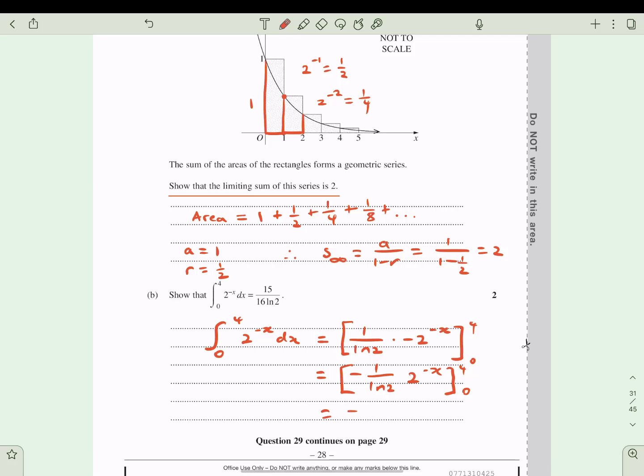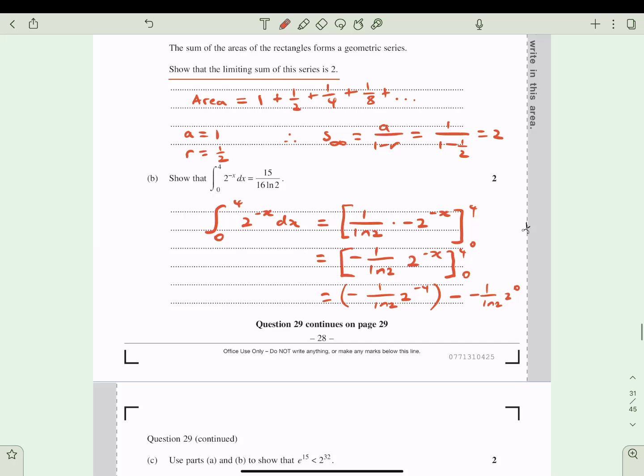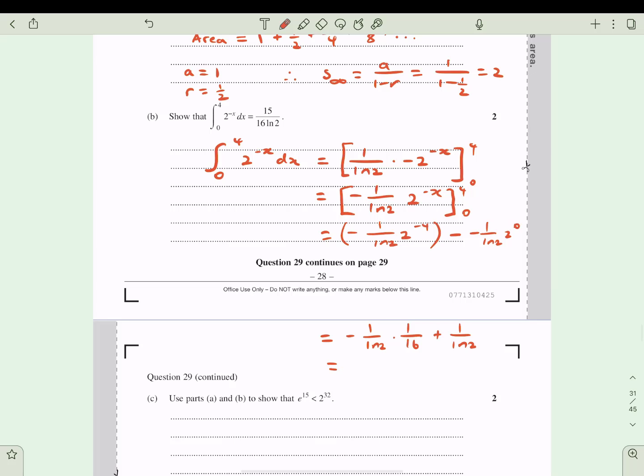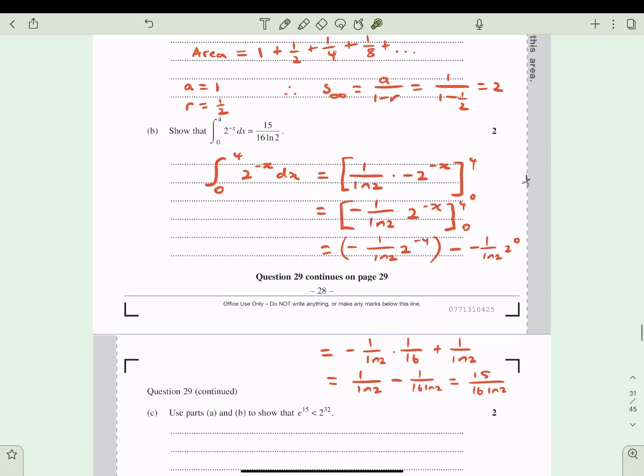So subbing it in, that's negative 1 over ln2, 2 to the power of negative 4, bracket, minus negative 1 over ln2, 2 to the power of 0. Okay, and that's going to therefore equal, so moving down the page to where we have more space, negative 1 on ln2 times 1 over 16 plus 1 over ln2. Okay, so that's going to equal 1 over ln2 minus 1 over 16 ln2, which is equal to 15 over 16 ln2. And that's what I was required to do.